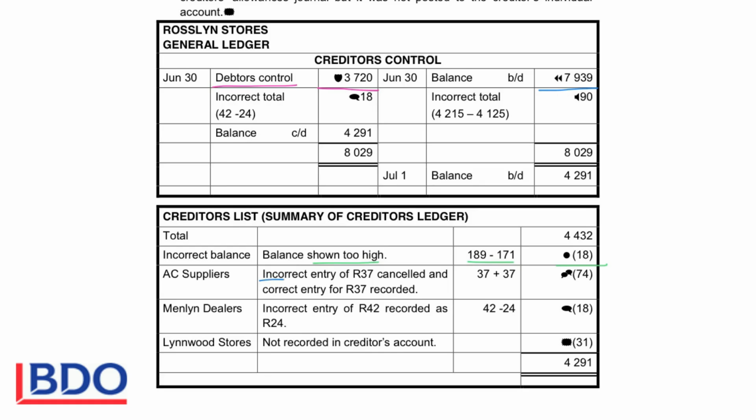So the incorrect entry that we showed on the credit side must be put on the debit side to cancel that incorrect entry. Then we also have to do the correct entry that was supposed to be on the debit side. Therefore, if an amount was recorded on the wrong side of an account, it means you will always have to correct it by doing double the entry. First of all, to cancel the mistake that was made, and secondly, to show the 37 that was supposed to be on the debit side.